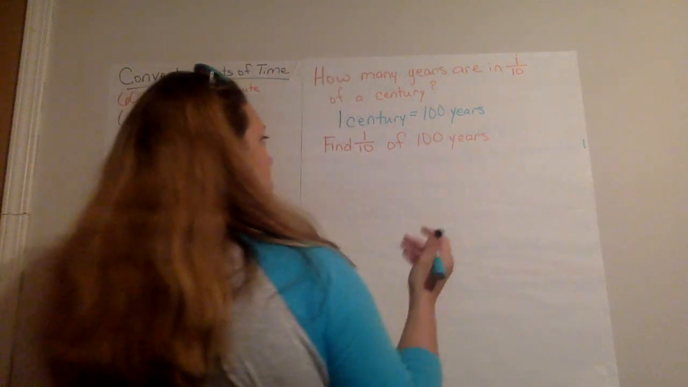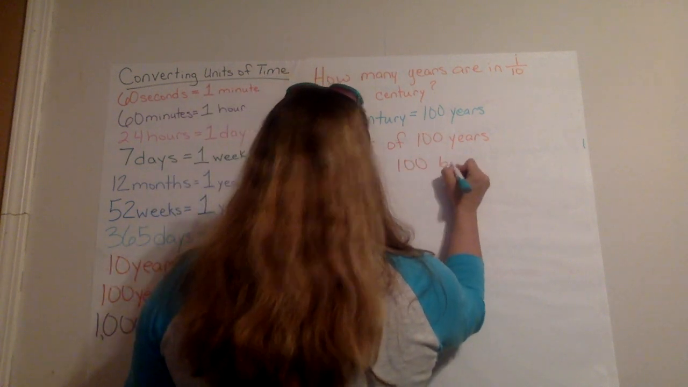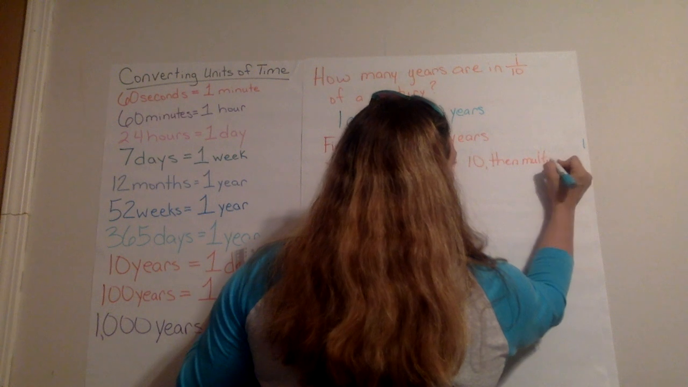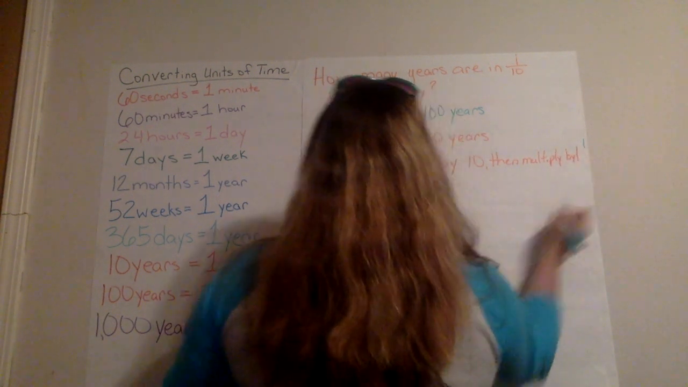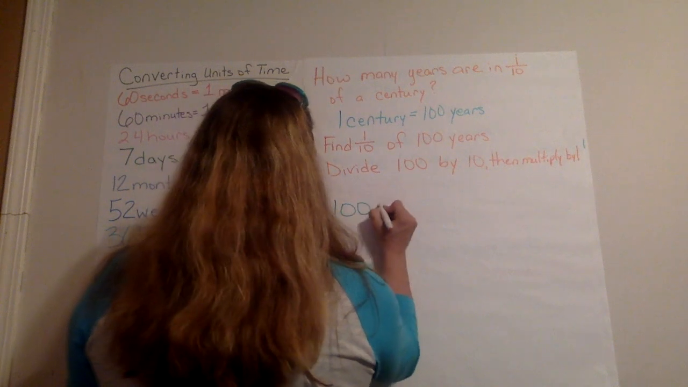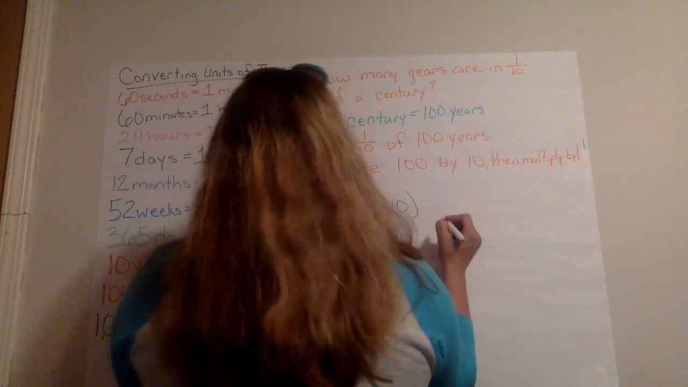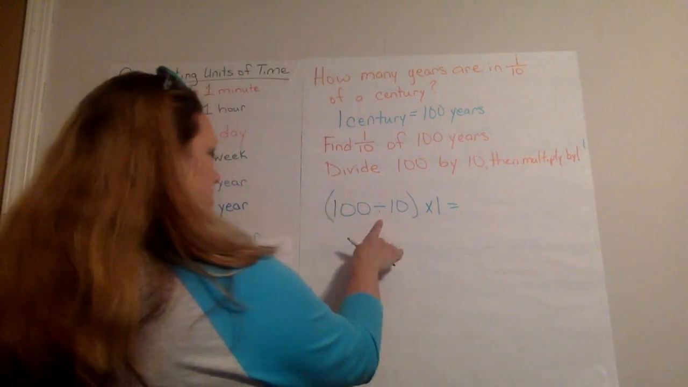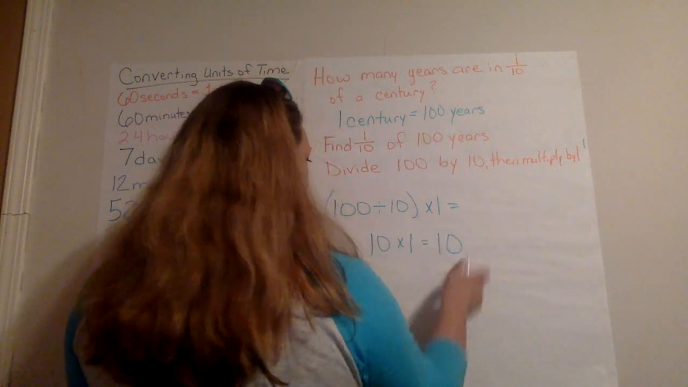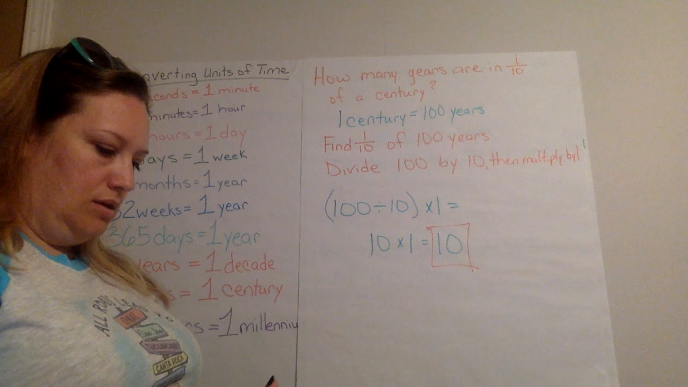To do that, we are going to divide 100 by 10, then multiply by 1. So it's going to look like this. We've got 100 divided by 10. I put it in parentheses because you got to do that part first. You guys know this. Times 1. So 100 divided by 10 is 10. Bring down the rest. So 10 times 1 is 10. So that is your answer. How many years are in 1/10 of a century? Your answer is 10.